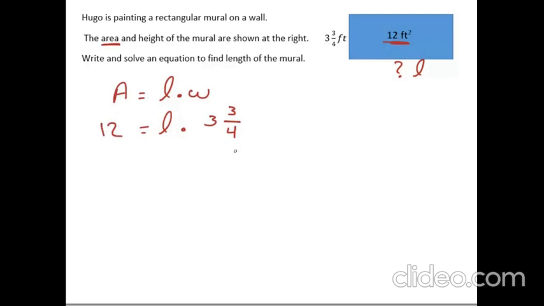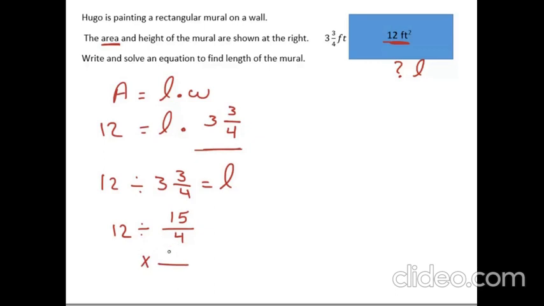Here we use multiplication. Every time it was multiplication, we can move it to the other side using division. It will become 12 divided by 3 and 3 over 4 equals what? Equals L, length. Now here to divide, we said we have to change this mixed number to become an improper fraction. 3 multiplied by 4, the answer is 12. 12 plus 3 is 15 over 4. Here is division, stay the same. Now we said if it was division by a fraction, you can change this division to become multiplication, but flip the fraction.